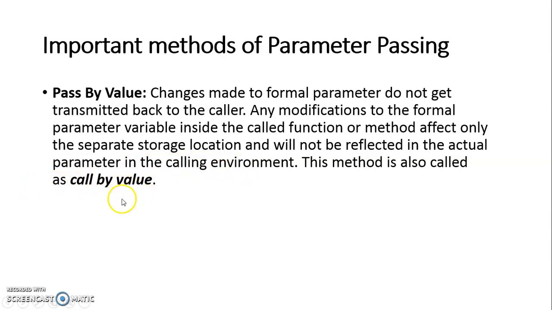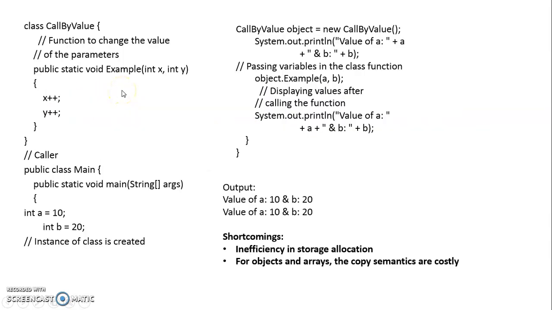It means while calling the function, whatever modification is done in the formal parameters will be within the function only. It will not be transmitted back to the calling function. If this is the case, this is pass by value. Here we will see the example.